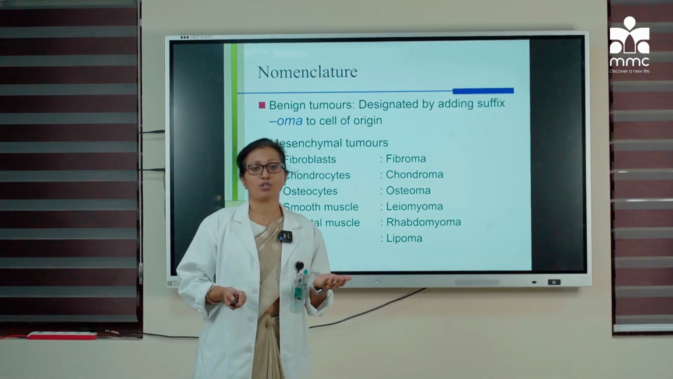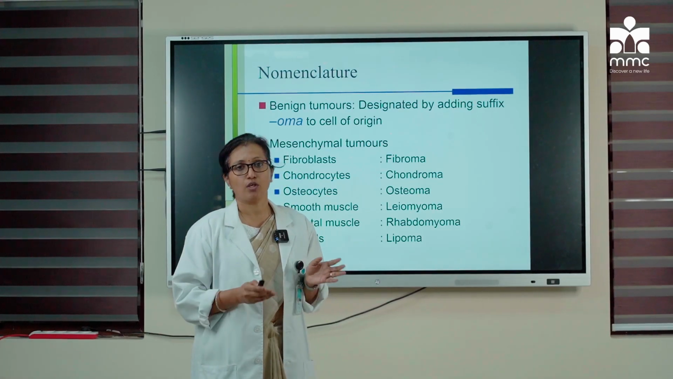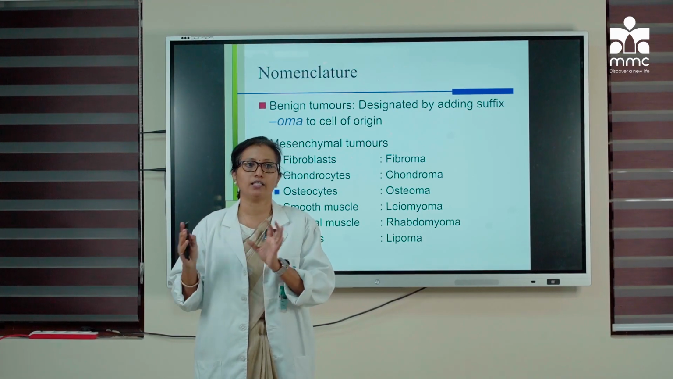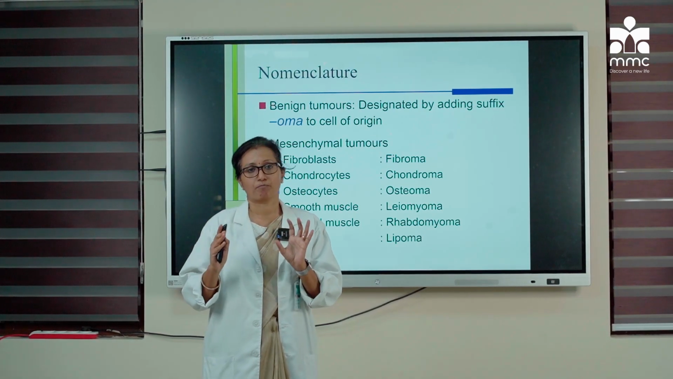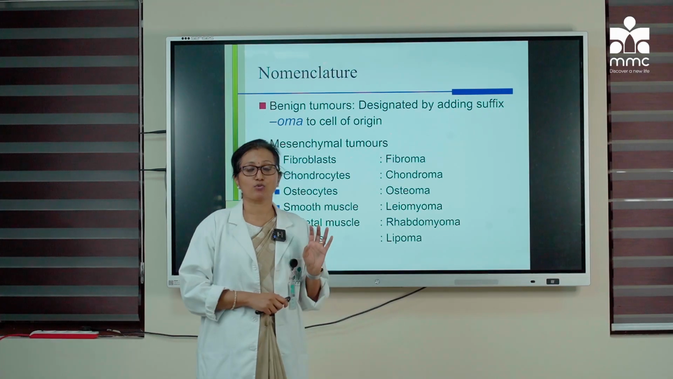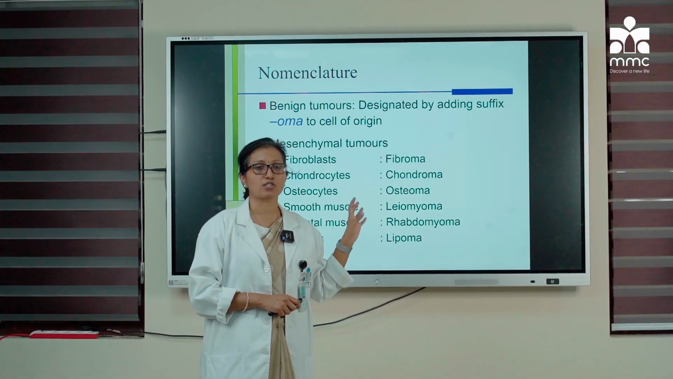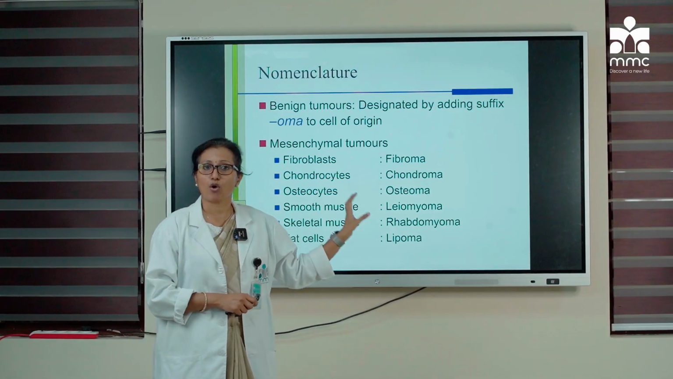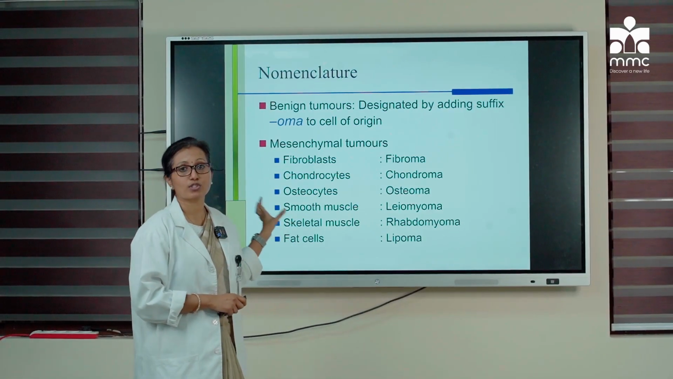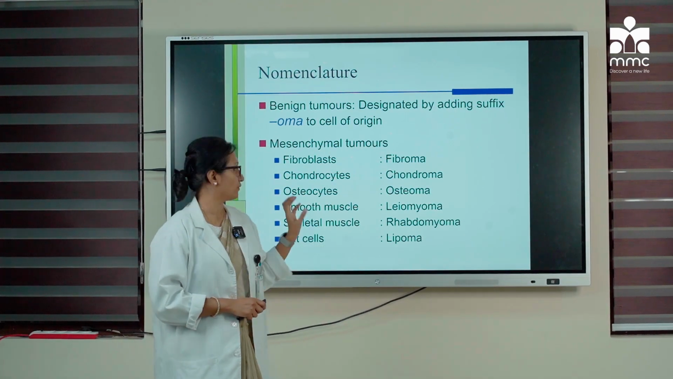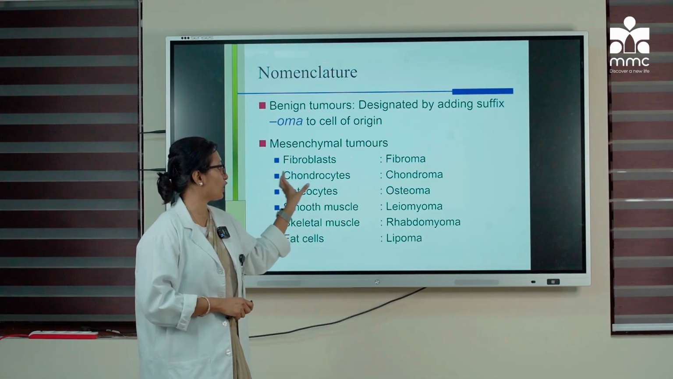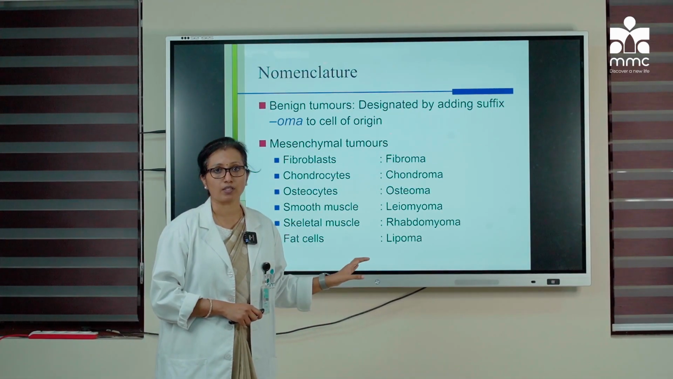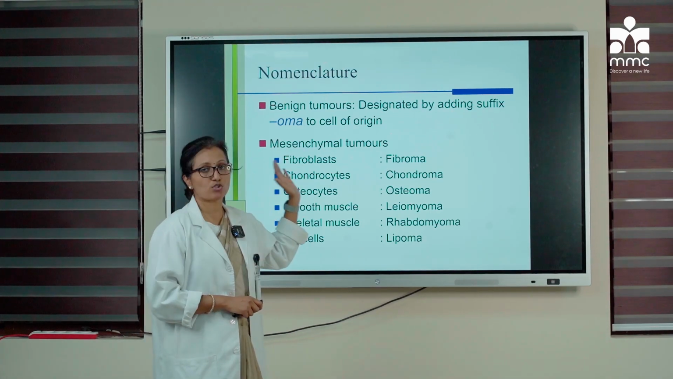Now moving on to terminology, so nomenclature. My next SLO: what is OMA? Now the moment we use the term OMA, it means something benign. So a tumor that is arising from fibroblast is called fibroma. If it's arising from chondrocytes, it's called chondroma. If it's arising from osteocyte, it's called osteoma. If it's arising from a smooth muscle, it's called leiomyoma, and if it's arising from a skeletal muscle, it's called rhabdomyoma.